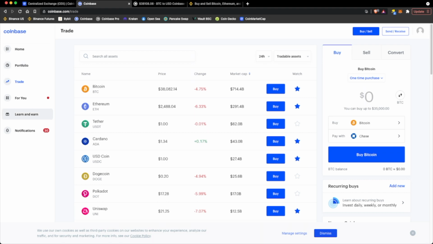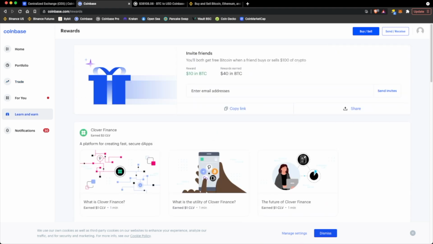The first is if you go down to this learn and earn section right here. First off, you can earn free Bitcoin just by inviting people to join the platform. And my invite link is down in the description. If you want to help support me, you can help me with $10 in Bitcoin, and you'll also get some free Bitcoin as well. But you can see I've earned $40 in free Bitcoin just by inviting friends.